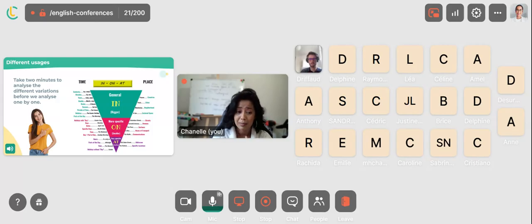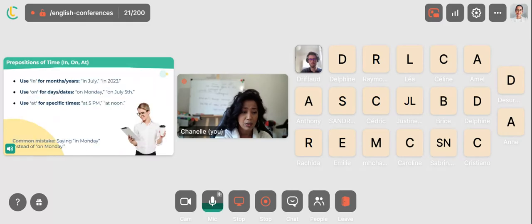Holidays with day, days of the week, dates, specific days, times, days and parts of the day, streets, avenues, surfaces, means of transport and communication, we will use on. And at, it's the most specific we get because we have hours, parts of the day, time, holidays without day, addresses, and specific locations. So let's go into a little bit of detail.